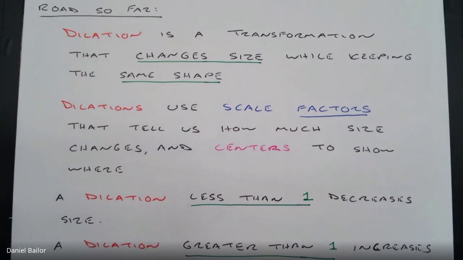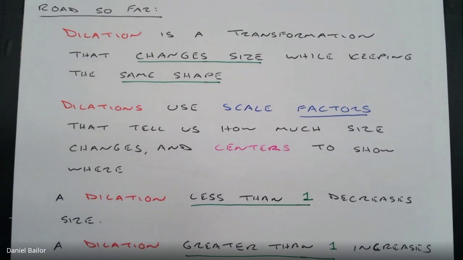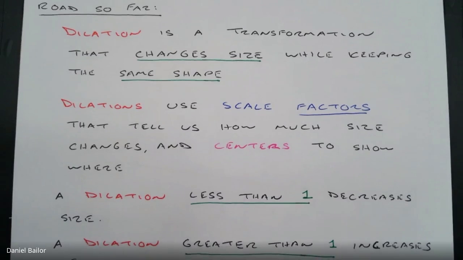The other part of the dilation rule is the center, and the center shows us where the dilation is happening. So the scale factor tells us how much, the center tells us where. And we will see in today's lesson how those two things work together to change a shape. If that's a little confusing, we're going to practice dilations today. It should be more clear after today.